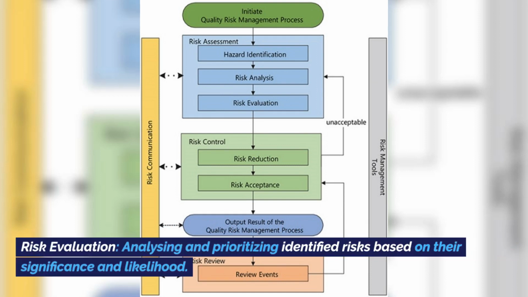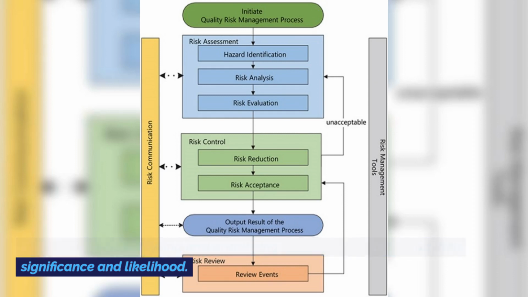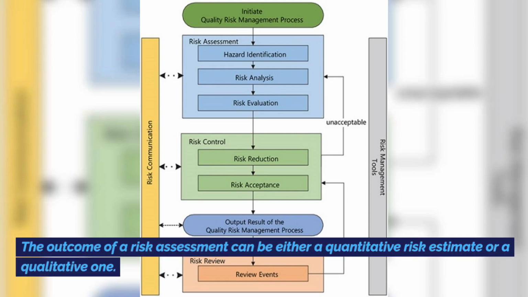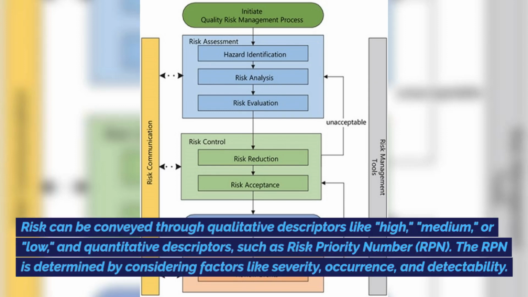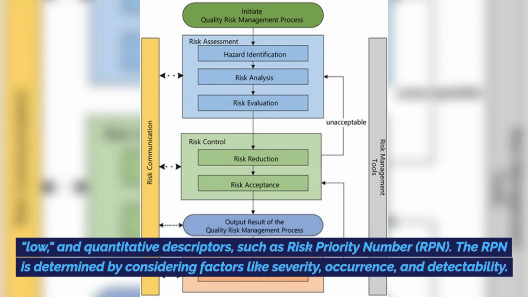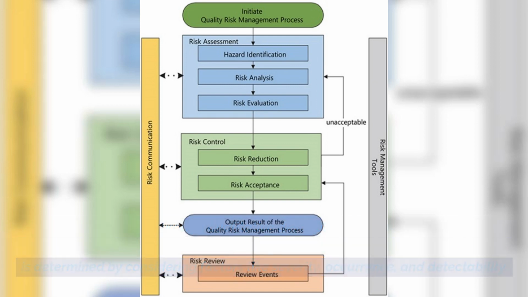Risk evaluation, analyzing and prioritizing identified risks based on their significance and likelihood. The outcome of a risk assessment can be either a quantitative risk estimate or a qualitative one. Risk can be conveyed through qualitative descriptors like high, medium, or low, and quantitative descriptors, such as risk priority number, RPN. The RPN is determined by considering factors like severity, occurrence, and detectability.